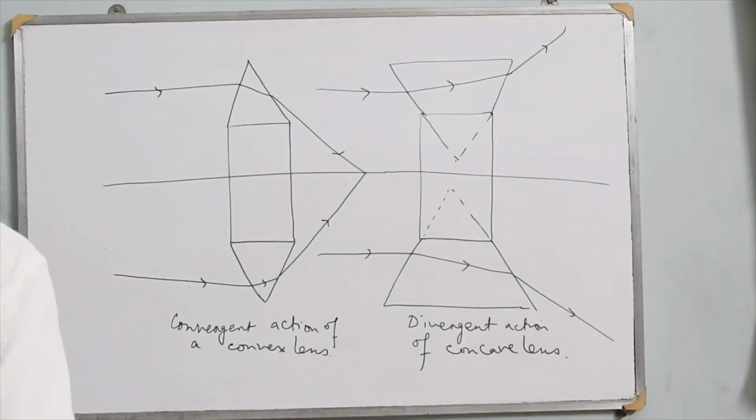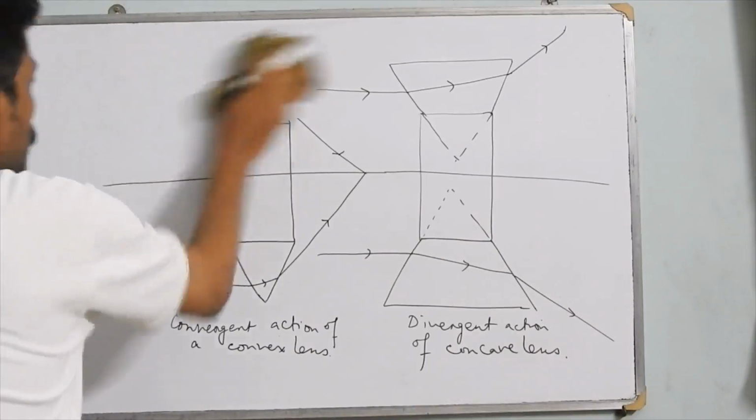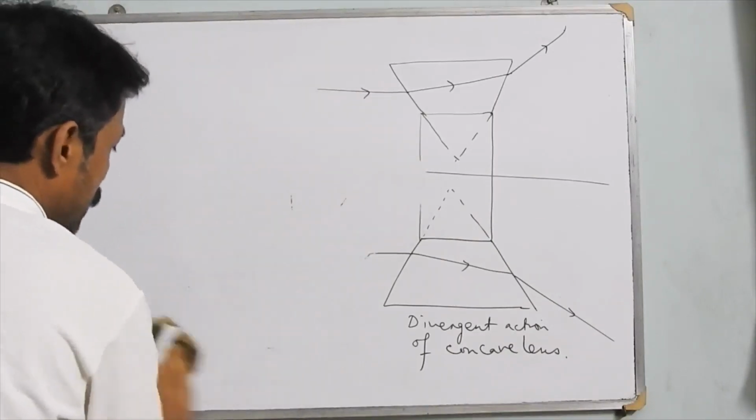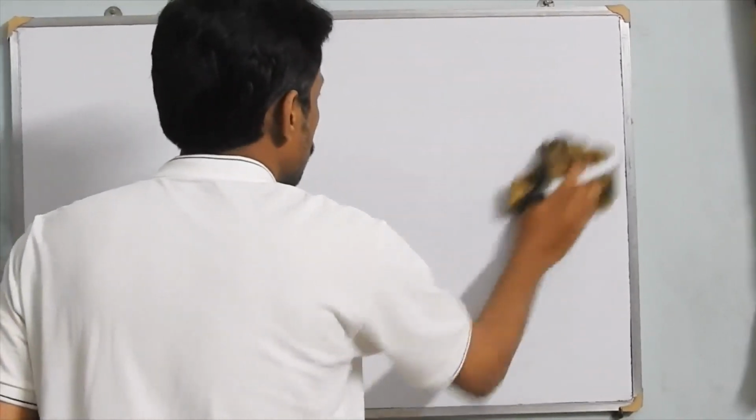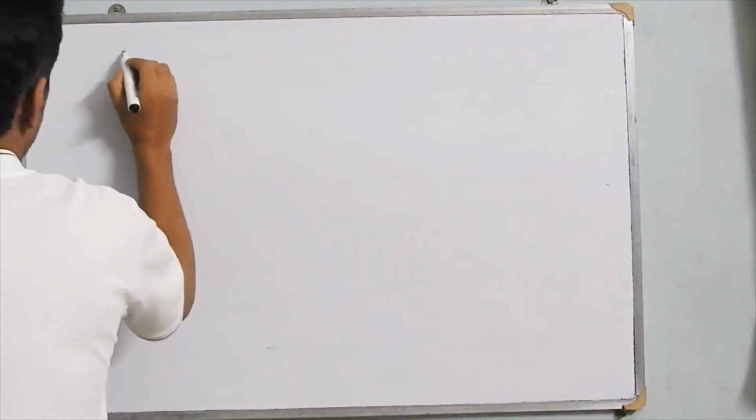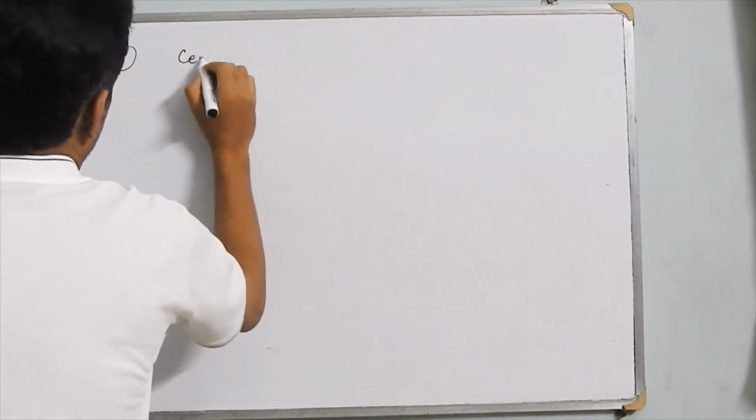So now let us go through some technical terms associated with different lenses. First of all, the most important is the center of curvature of a lens.